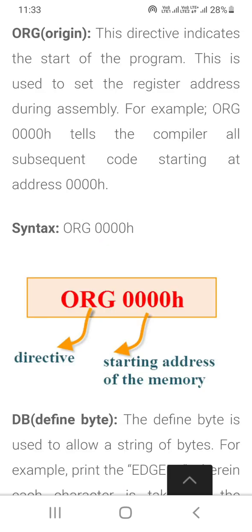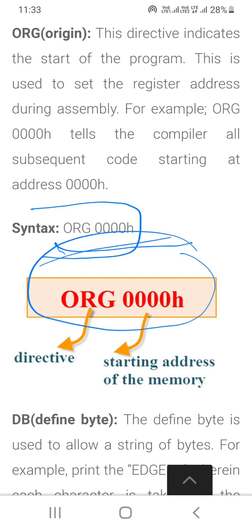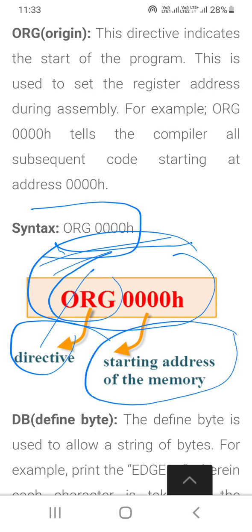If we talk about syntax, you can see here this is the origin, starting from the initial point: org 00h. This is the directive, giving the direction of the code and the starting address of the memory.